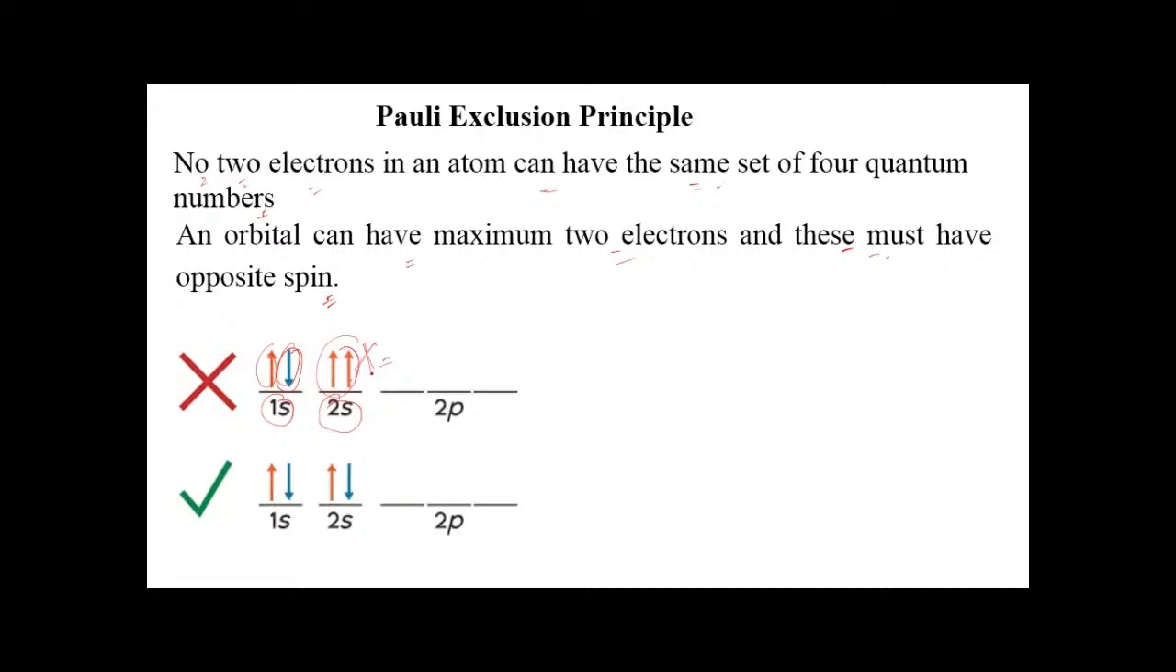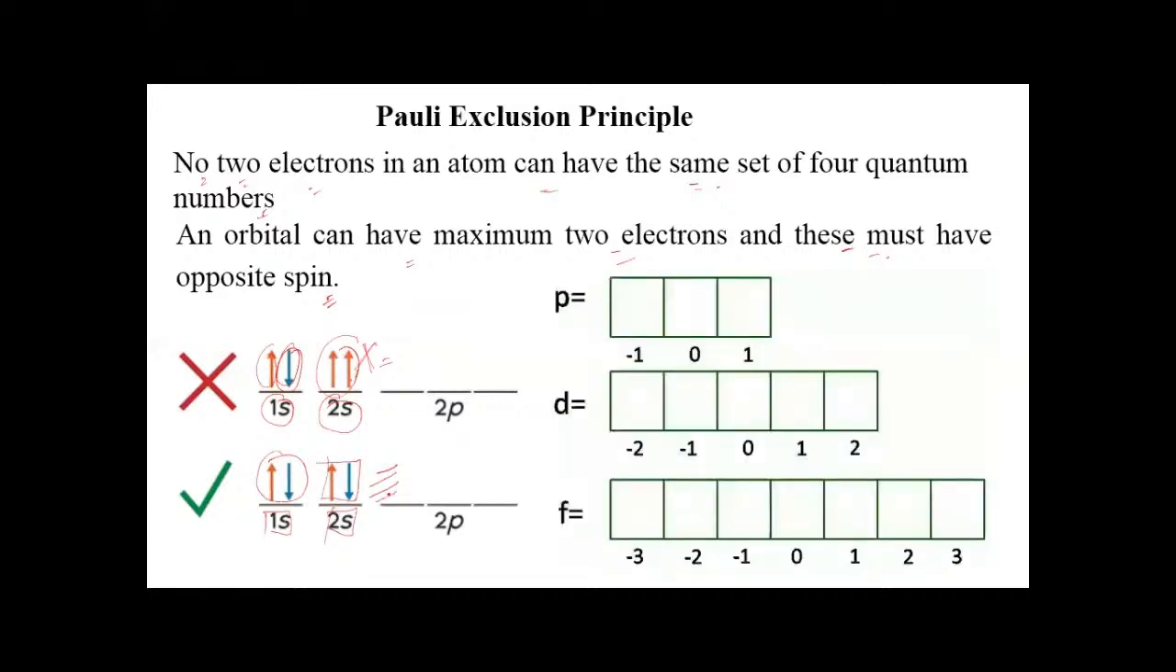But in the second case, in 1s both electrons have opposite spin, and in 2s both electrons have opposite spin. So this method is allowed for filling of electrons in atomic orbitals. Here we will take a few examples for the p subshell, d subshell, and f subshell. The p subshell has 3 orbitals, and each orbital can occupy a maximum of 2 electrons that must have opposite spin.